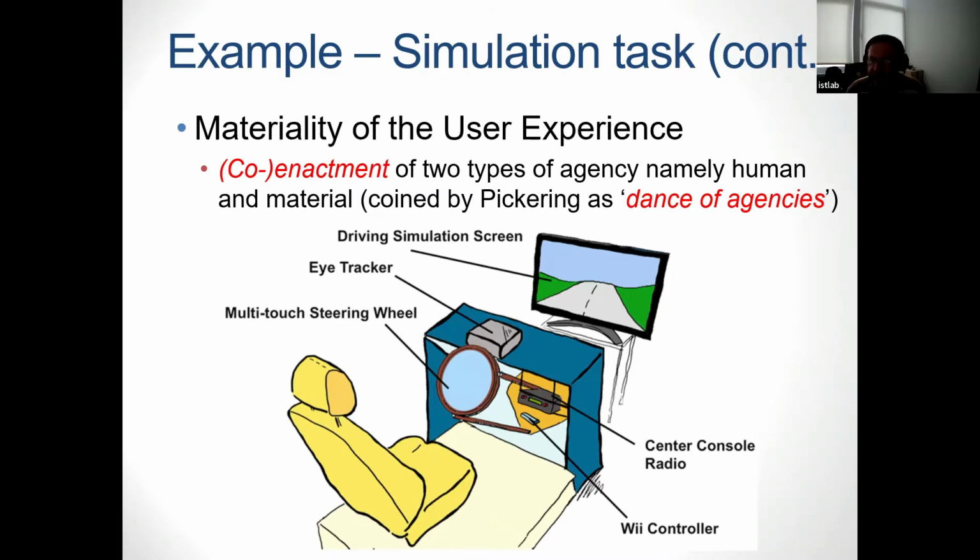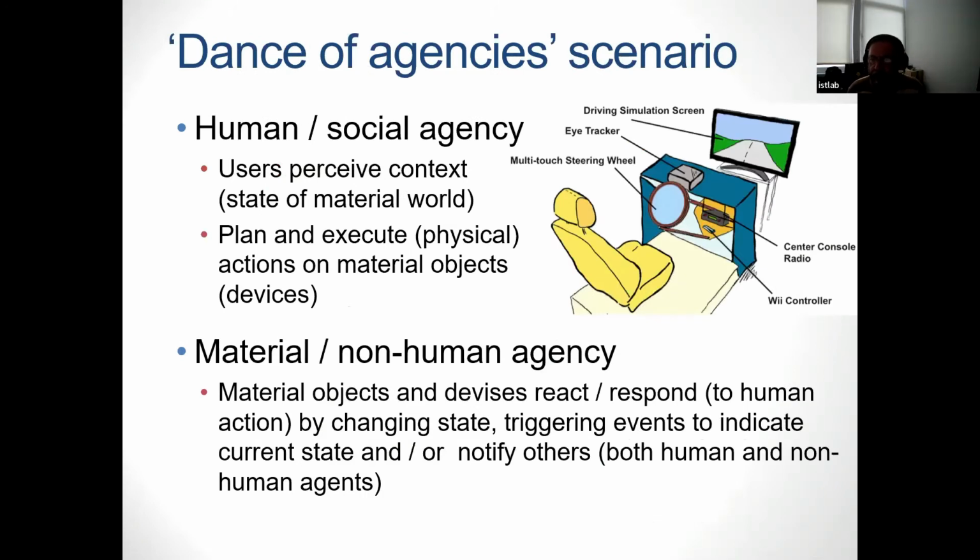And if that is the case, then we know from human-computer interaction that this dance of agencies effectively materializes as the exchange of events. Events which are created by humans who sense the external environment, exercise, plan and execute physical actions on specific objects, interaction objects or other objects within the material world. And then on the other hand, the material world which responds to the actions of the human being.